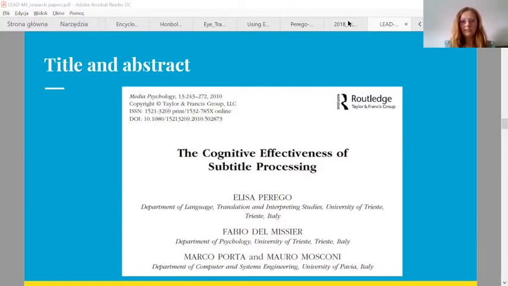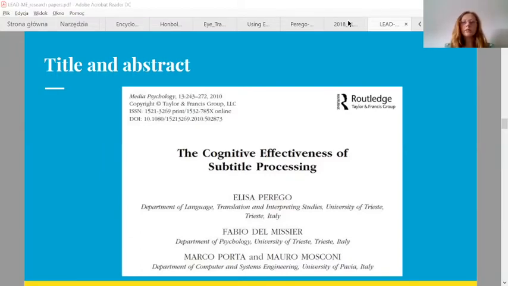Cognitive effectiveness of subtitle processing. A bit abstract. Yes. What's the cognitive effectiveness? It seems like, yeah, exactly. The first question would be, what is that, right? What's cognitive? It sounds nice, sounds great.